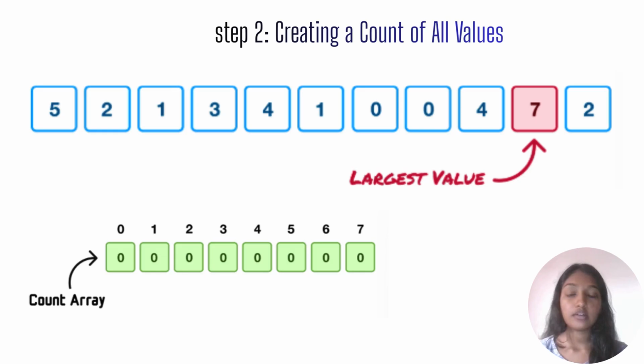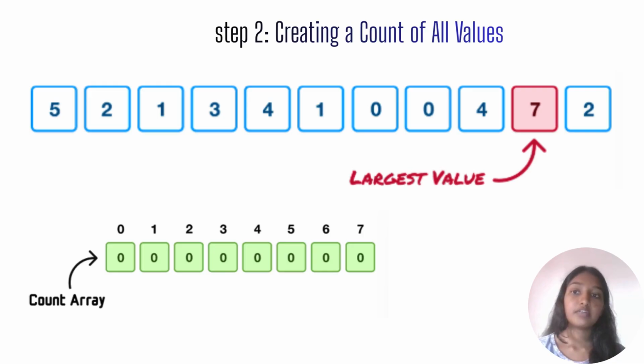Step 2 is creating a count of all values. Next we want to create a running count of how often each value in our input occurs. Looking at our numbers, we can see that 0 appears twice, 1 appears twice, 2 appears twice, and so on. We want to calculate this in a more scalable way. What we can do is first create a new array called count, whose keys represent each unique value from our input array. What I just said sounds complicated, but let's break it down and simplify it.